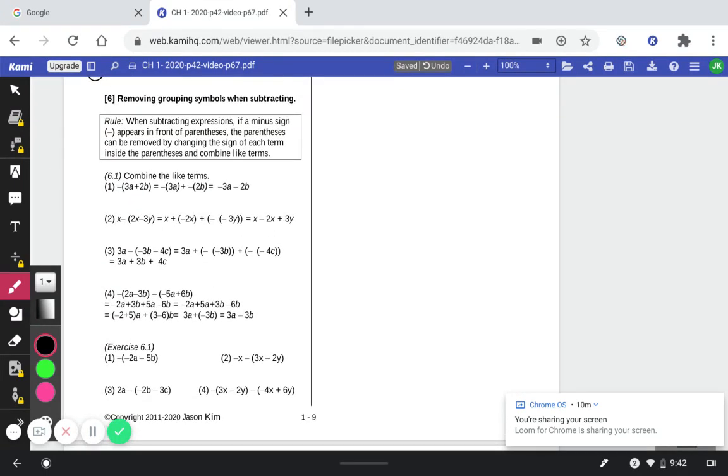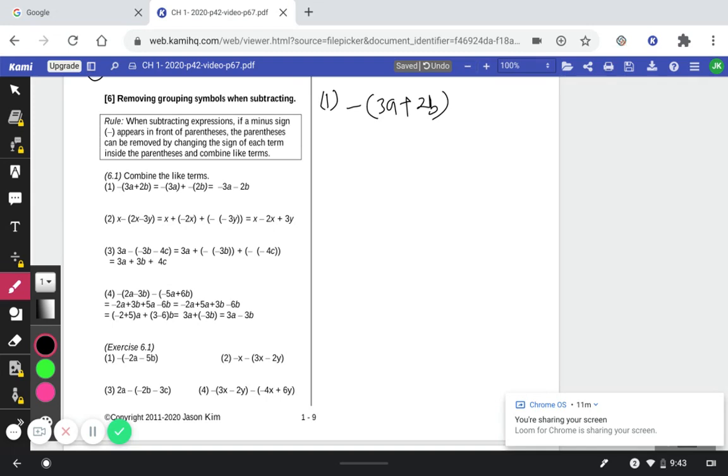Now the next topic is removing the grouping symbols when subtracting. That's a little hard, but if we are careful, I'm sure you can do that. When subtracting expressions, if the minus sign appears in front of parentheses, the parentheses can be removed by changing the signs of each term inside the parentheses and combining the like terms. So this is the case when you have, like number 1, a minus in front of parentheses only. Okay?